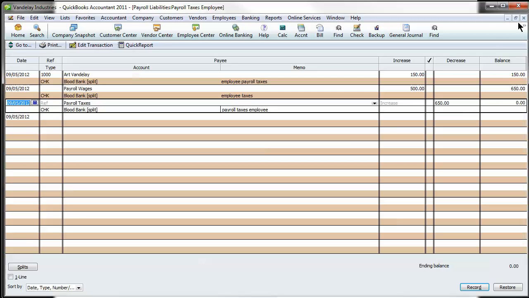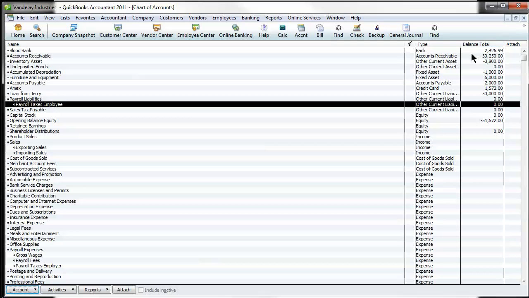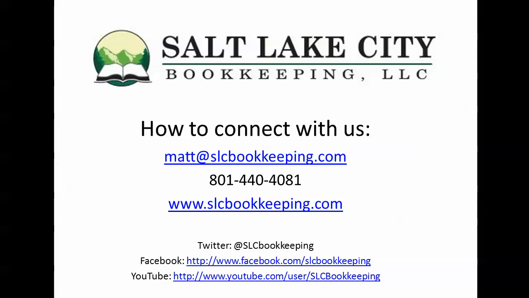So outsourced payroll, kind of tricky. When you understand it, it's really not all that bad. You just have to make sure you get it into your QuickBooks correctly.